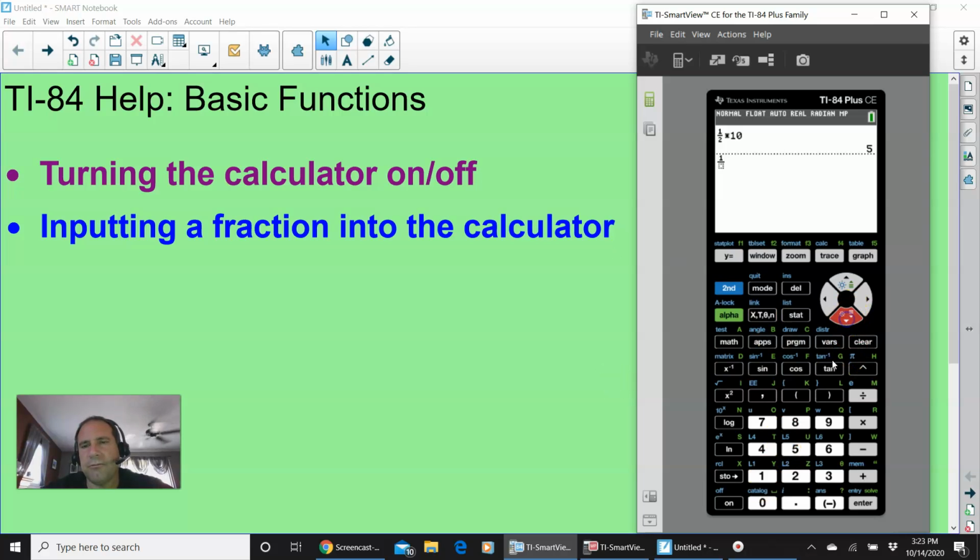So alpha X, we could put in 1/2 times, and you have to press right to get away from that fraction, times, and then alpha X again, 5/3, let's say, another fraction, and you can press enter and it'll give you 5/6. So that's one way of inputting a fraction into the calculator. And if you're taking notes, alpha X.